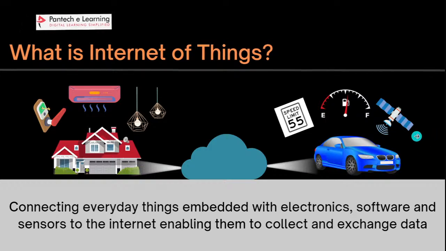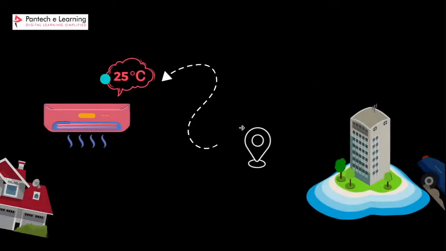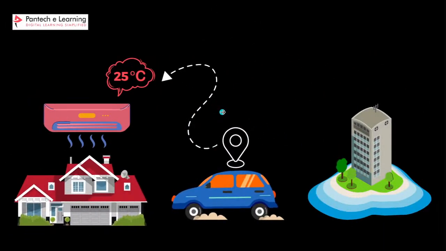See, for example, say this. If I set the room temperature at 25 or 26 degrees Celsius for when I reach back home from my office, then according to my car location, my AC would start 10 minutes before I arrive at home. This can be done through the Internet of Things. Now this is just one of the examples.